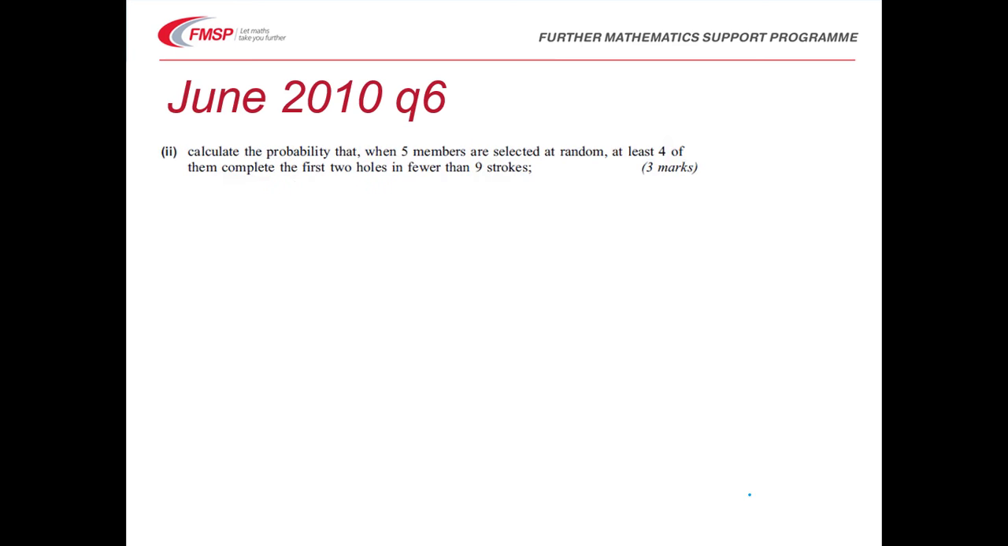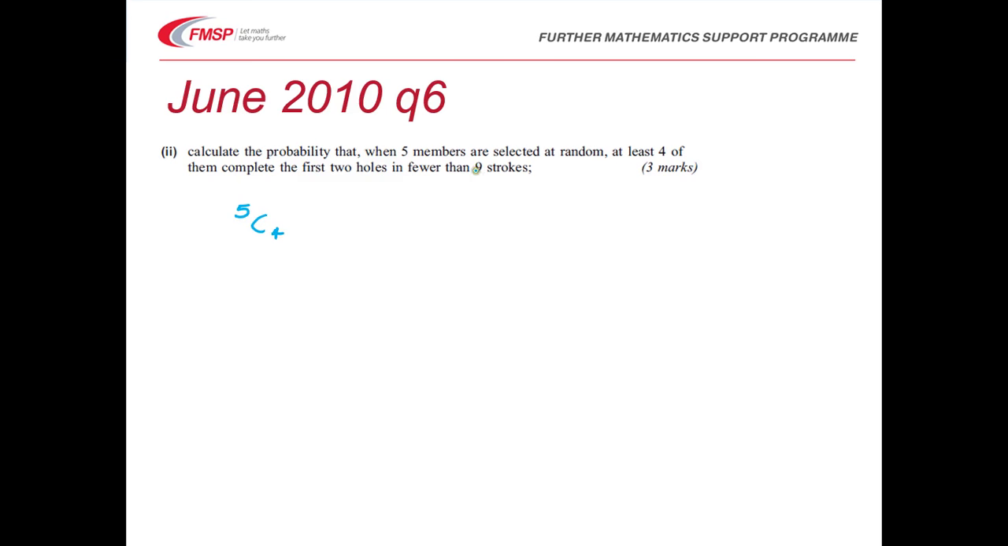Okay, so part 2: calculate the probability that when 5 members are chosen at random, at least 4 of them complete the first 2 holes in fewer than 9 strokes. So this is where they're actually pulling another topic in. So they're using the binomial distribution really here to do this, but not really formally. So here we go. We're looking at the probability. So we're choosing 5 members. So we've got 5 and we're choosing 4 of them.